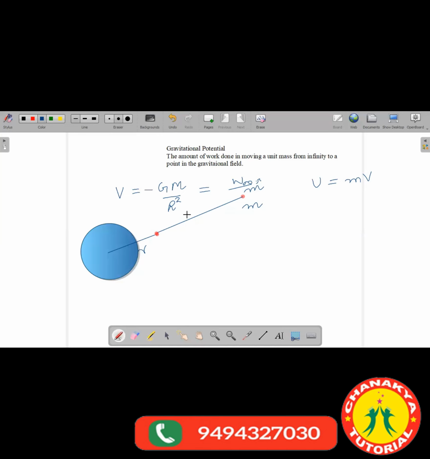I'm just letting you know the formula. Is it r squared or is it r? That's what I'm looking for. Okay, let's derive this. Gravitational potential is defined as minus GM over r. This is not capital R, this is small r.